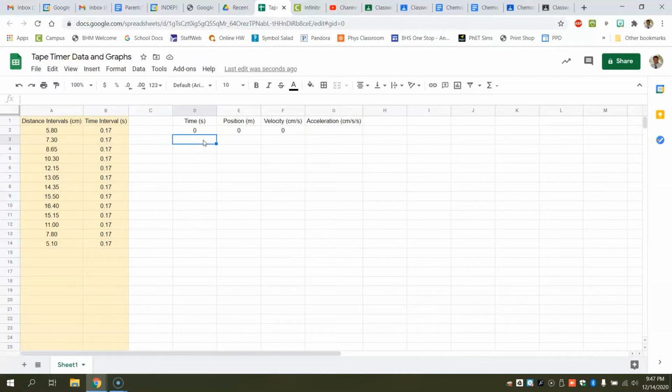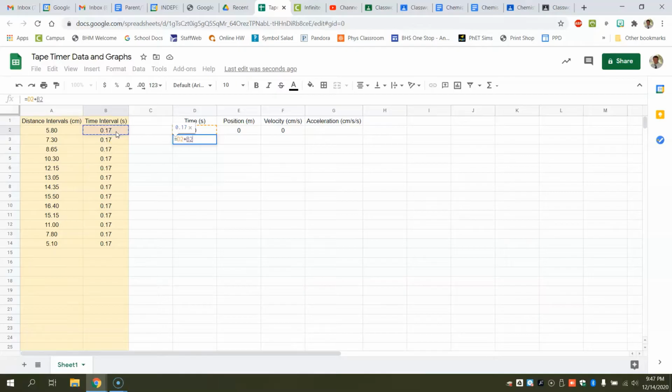So I'm going to go slow on this so that you can follow along. You might have to pause it as you go. To get our time, we're going to press equals. That's going to start our formula. We're going to take the cell right above it, that's D2, and then we're going to add, so put a little plus sign in there, and we're going to add in the 0.17, so that's the B2.